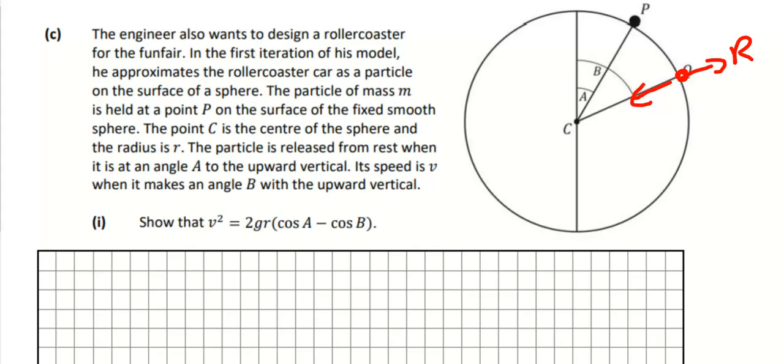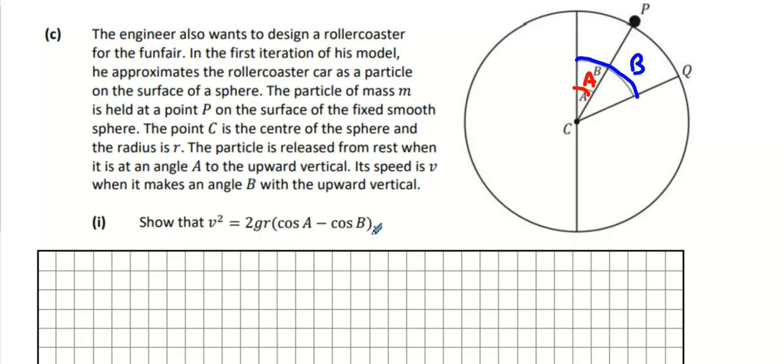Now, the particle is smooth, so it's smooth around the outside. The particle reaches and rests when it is at angle A to the upward vertical. Angle A is the red one. Angle B is the blue one. Okay, show that phi squared is 2gr (cos A minus cos B).